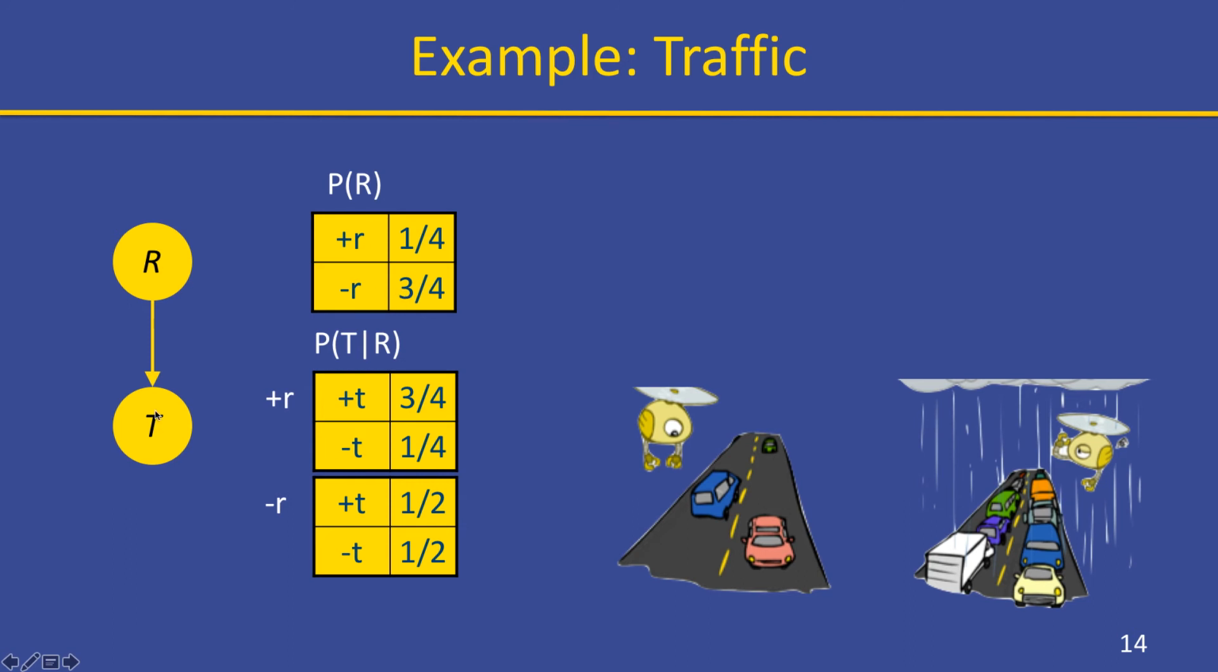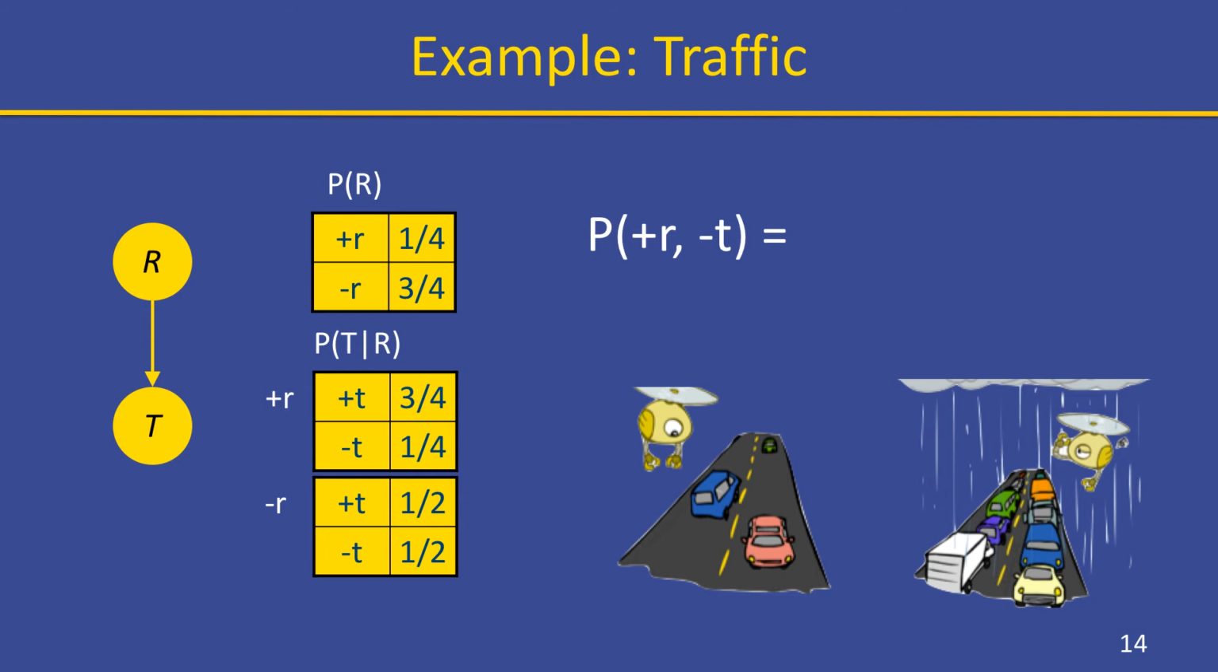T has one parent R, so node T has a collection of distributions over T, one for each combination of parents' values. So here we have one parent, so we have a subtable for plus R and another subtable for minus R. So this represents P of T given plus R, and these two rows represent P of T given minus R. We'll see later that we'll merge these subtables and we'll just add a column here for the values of R.